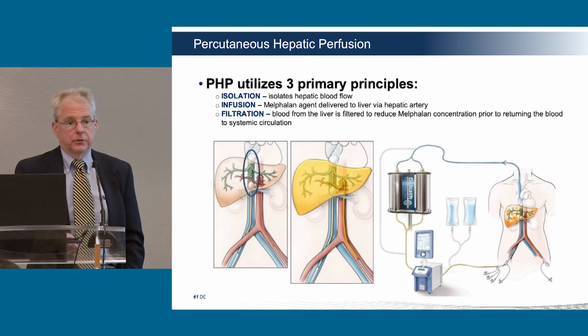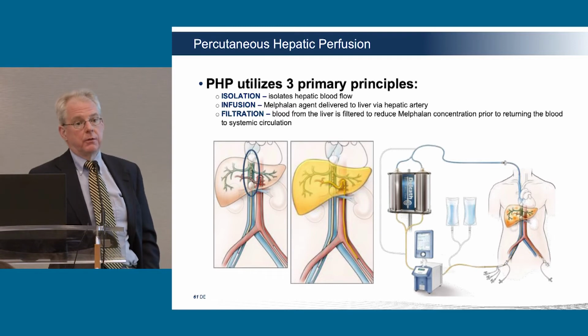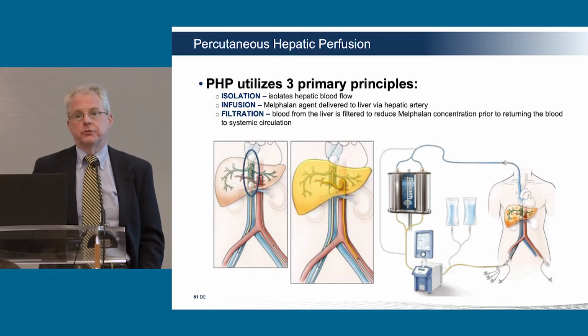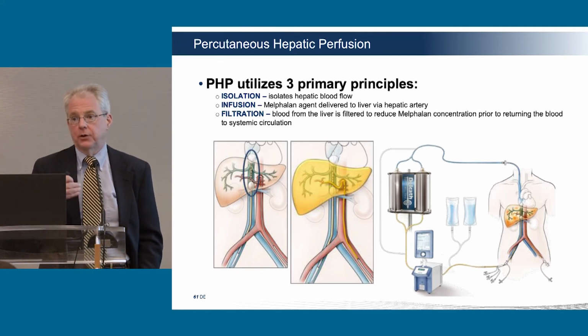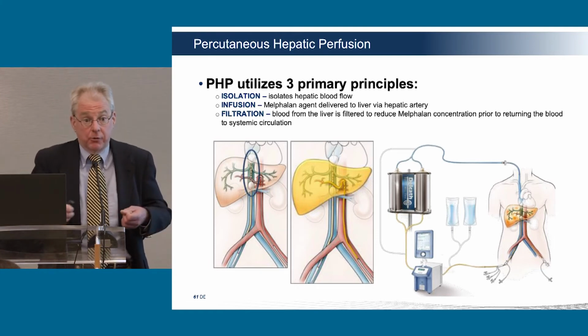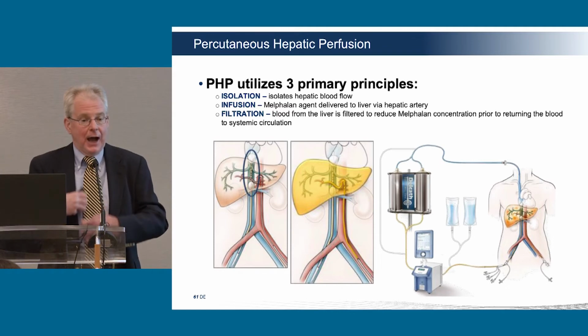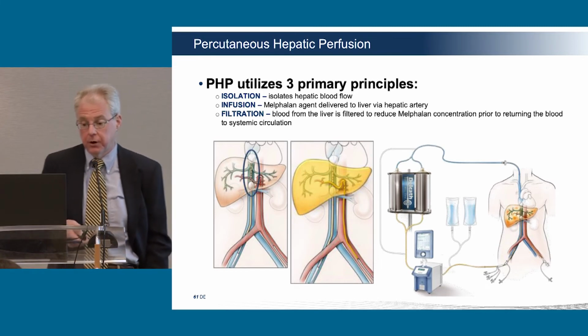Percutaneous hepatic perfusion, also known as the Delcath trial. This procedure was developed in an attempt to replace an older surgical procedure that's a major abdominal operation to perform the same goal of isolating the blood flow draining from the liver and infusing a high dose of chemotherapy.